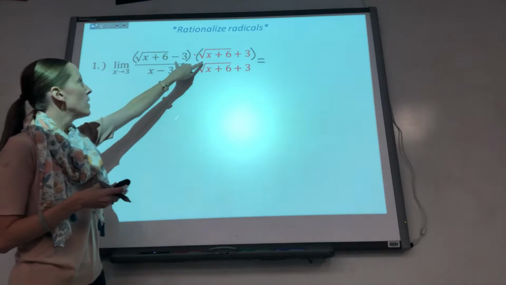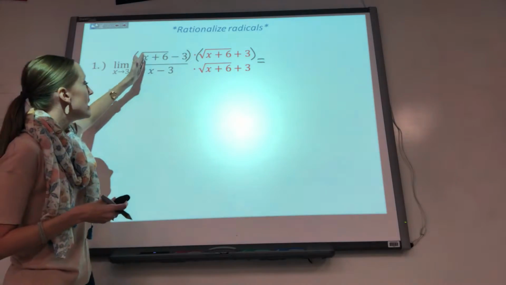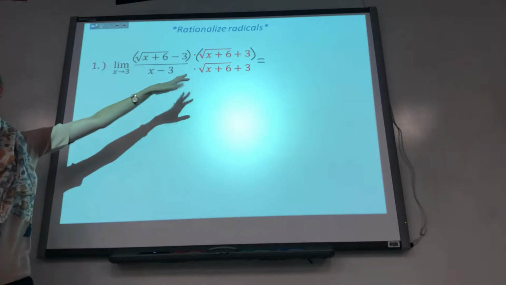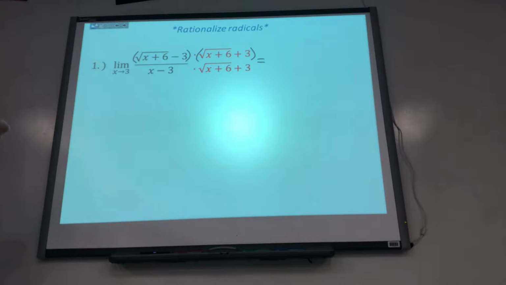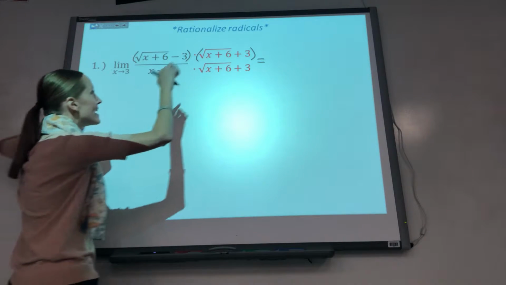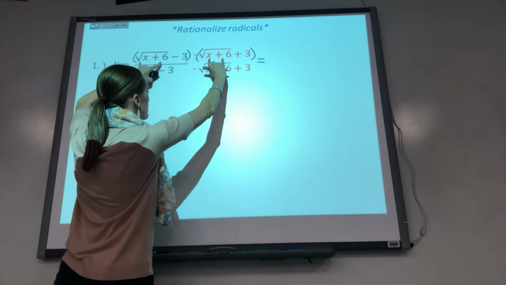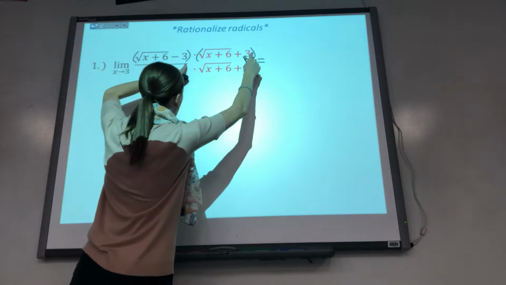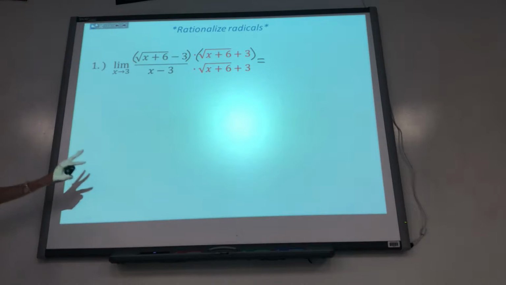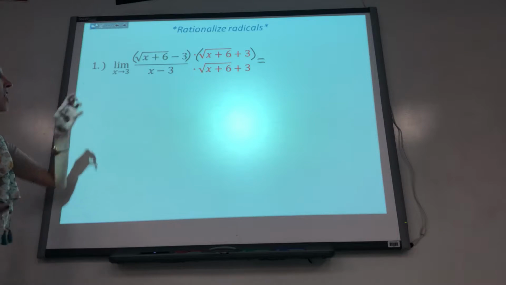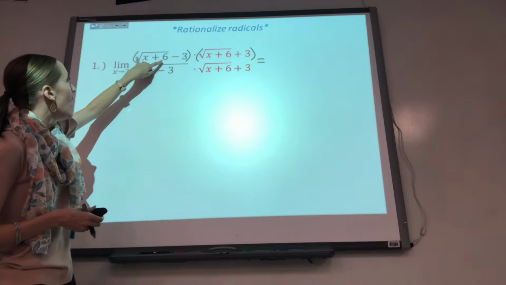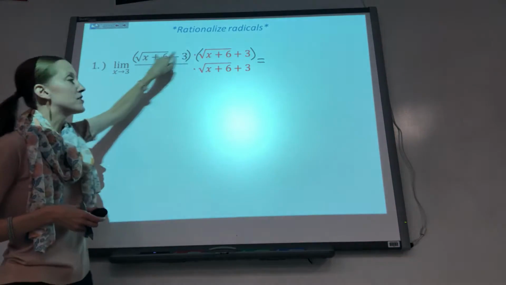When you FOIL conjugates, the O and the I of the foiling always drop out. So when I FOIL these, I'm only going to multiply the first terms and the last terms. You can do the O and the I if you want, but you don't have to because they're conjugates. So here goes nothing. I'm going to FOIL. Now, I'm starting with the first terms.